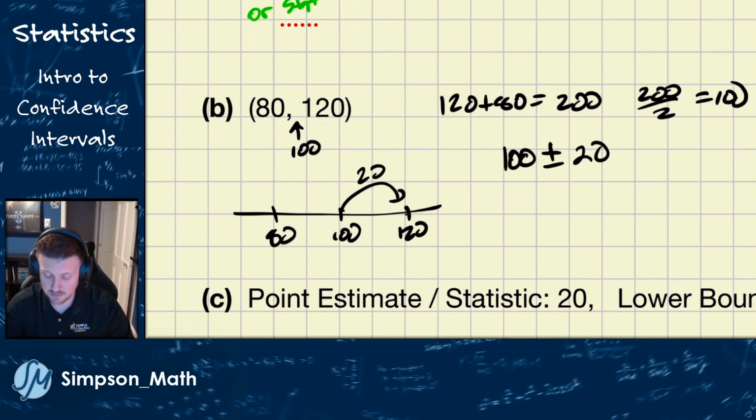Of course, you can do it the other way around. I see that this total distance right here is 40. And if I halve that 40, I get 20. And so there's that 20. And then I can do 20 plus the 80 to get to the 100.